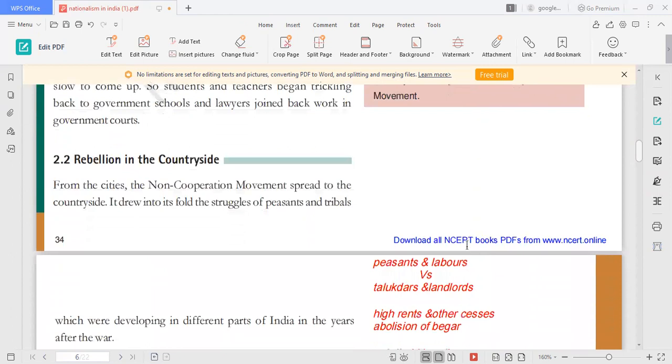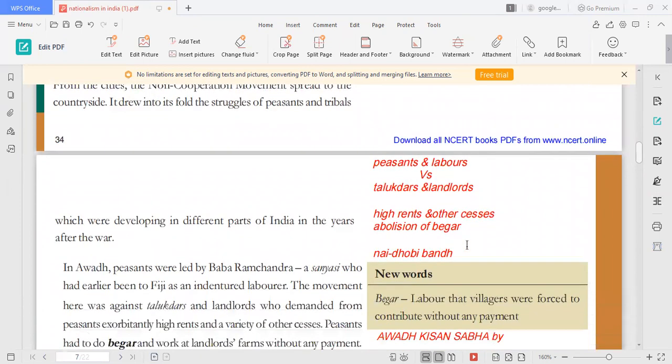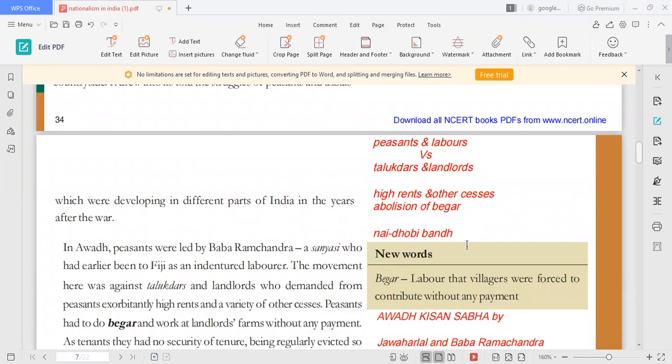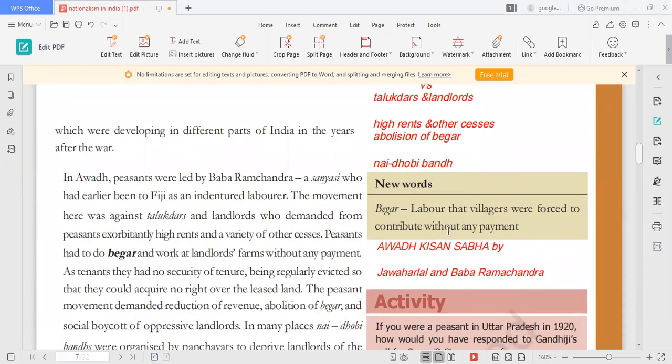Then next, let us see about the movement. How did the movement spread in the countryside? That is, village peasants and laborers were there. They wanted to reduce the revenue and they wanted to abolish the practice of begar. Nai-Dhobi Band was organized by barbers and washermen. These peasants and laborers were led by Baba Ramachandra. He was a sannyasi. He had been to Fiji Island as an indentured labor. With that experience, he was leading his people.